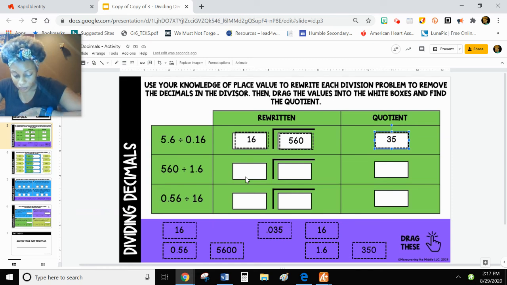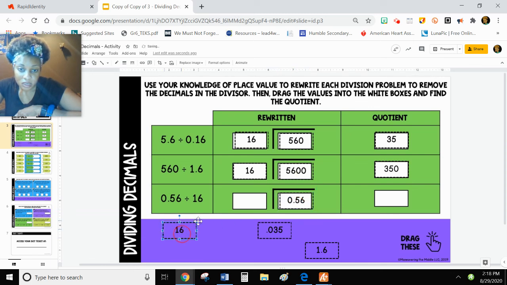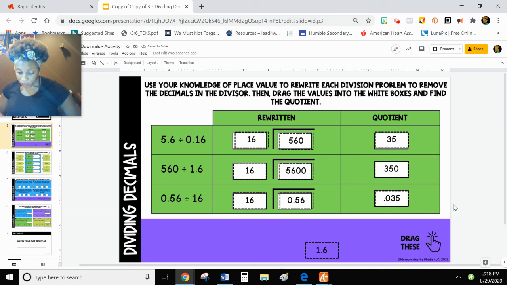So then the next one, when we moved our decimal one place, we ended up with 5,600 as our dividend, and 16 was our divisor. And our answer, our quotient, was 350. So take note of this because it should be similar in Schoology. Look different, but same process. And our last problem, we didn't have to move our decimal at all. So this stayed to be 56 hundredths. And this didn't have a decimal. It stayed 16. But our quotient was 35 thousandths. So there we go. Here are our problems. They have been rewritten and the quotient has been placed there.